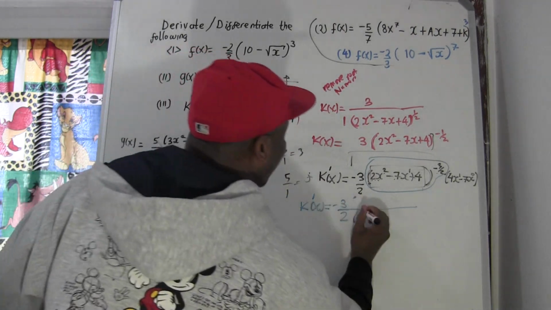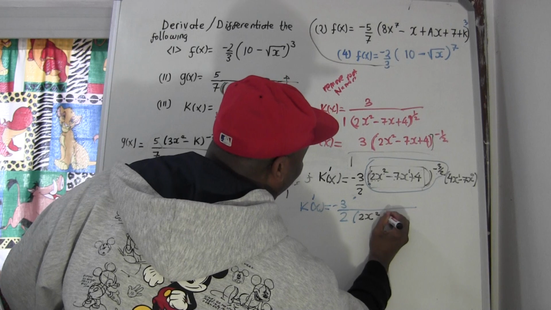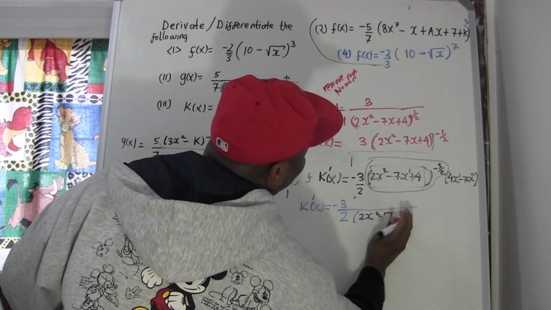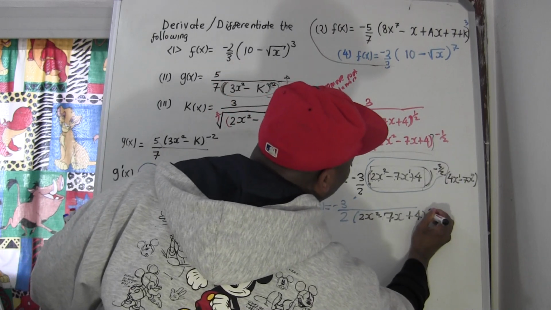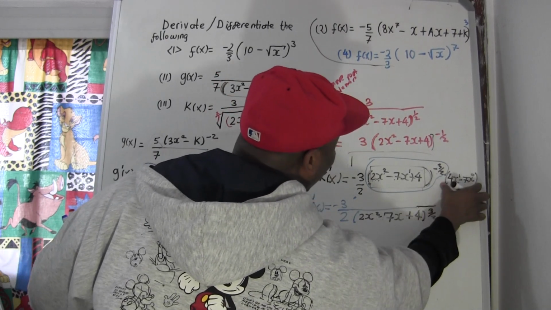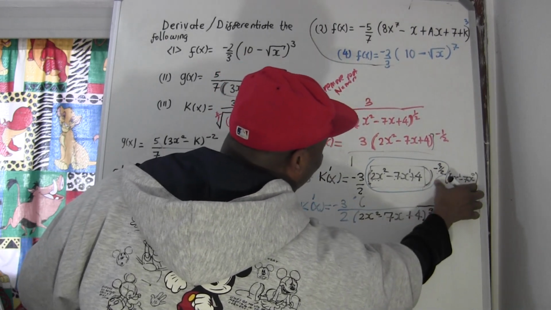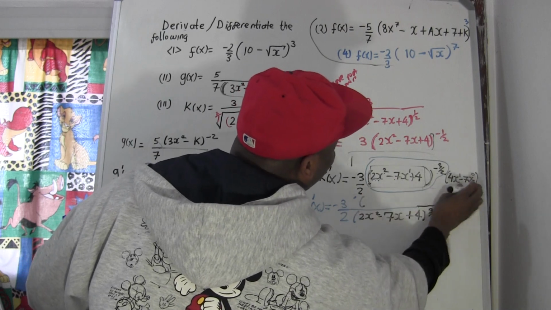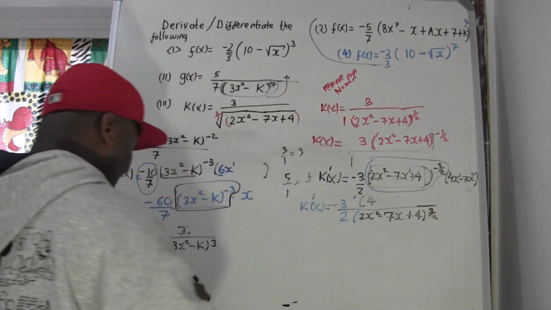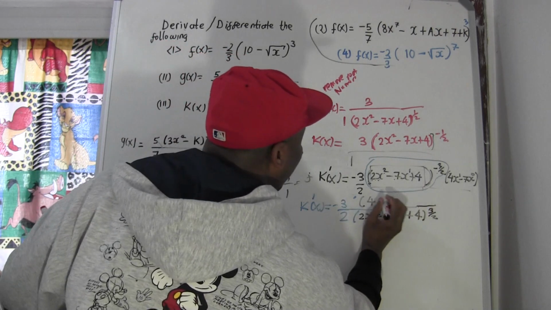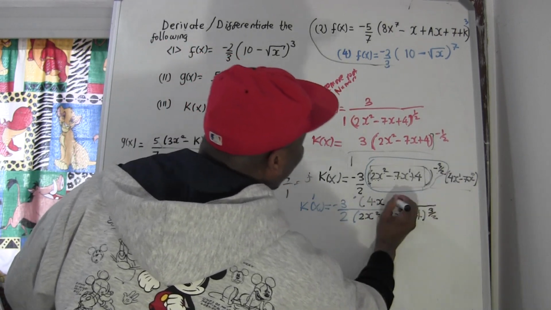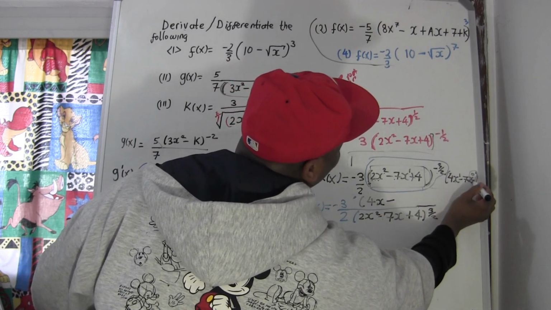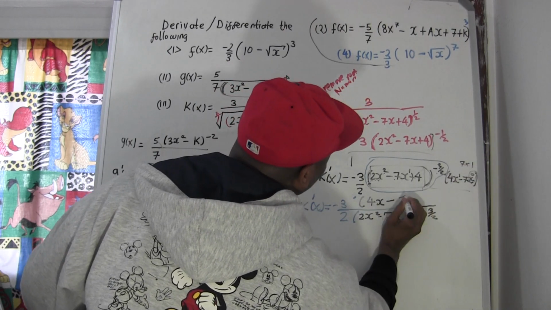So it's going to become 2x squared minus 7x plus 4, to the power 3 over 2. And then this top is going to stay on top because it's on top still. So it's going to be 4. Any number to power 1 equal to itself, so it's like 4x because x power 1 equal to x, minus any number power 0 equal to 1, so it's like 7 times 1 equal to 7.